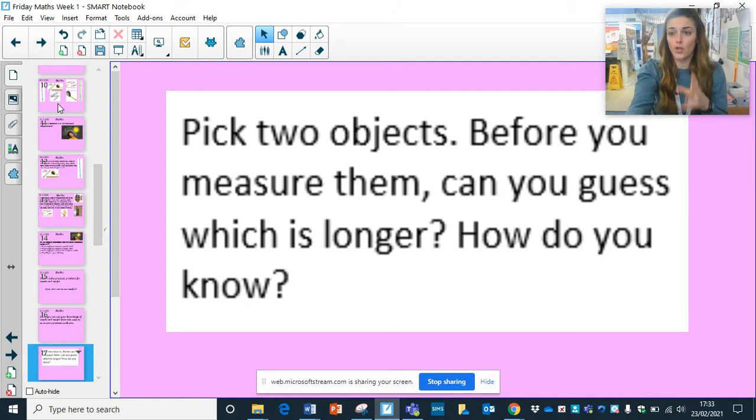So the next few slides are just questions for you to work through and to attempt, to try. Use whatever you need to, scribble all over if you need to, print it out, however you want to work it out. Just make sure that you show your workings or you talk about how you've worked it out. So you've got: pick two objects before you measure them. Can you guess which is longer and how do you know? So looking at the language there, are you looking at length or are you looking at height?